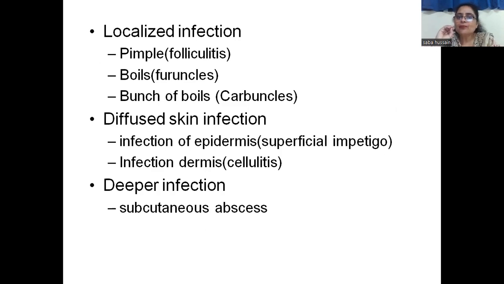Diffuse skin infection, that is superficial impetigo, and infection of the dermis, cellulitis, that also I'm going to show you the pictures, because just naming them will not help. And deep infection, subcutaneous abscesses, also cause. So these are different kinds of infections which can be caused by staphylococcal strains: localized infections, diffuse skin infection, and deeper infection.